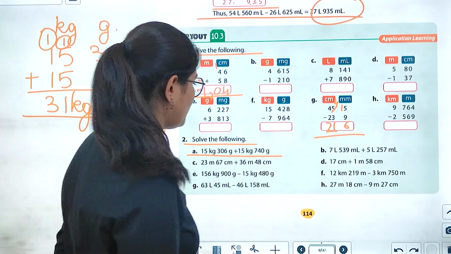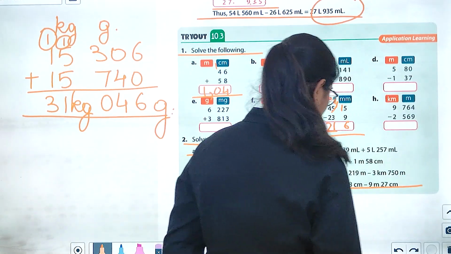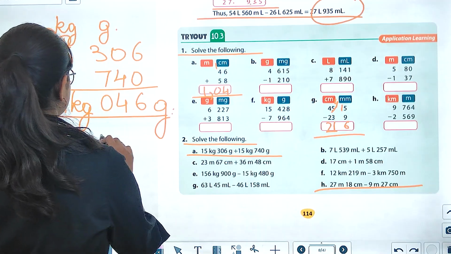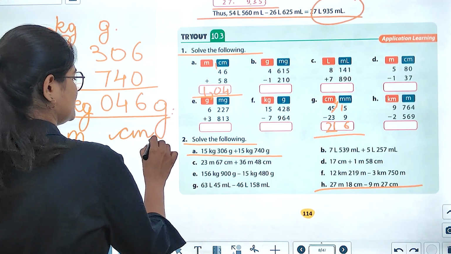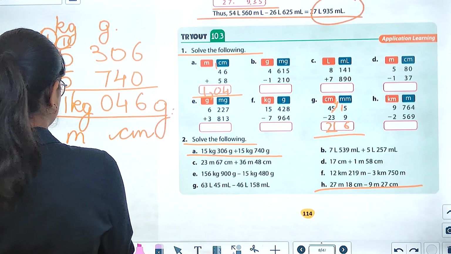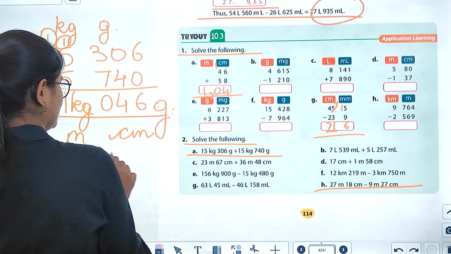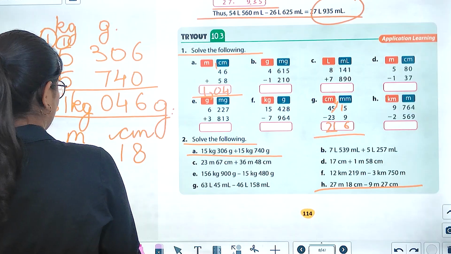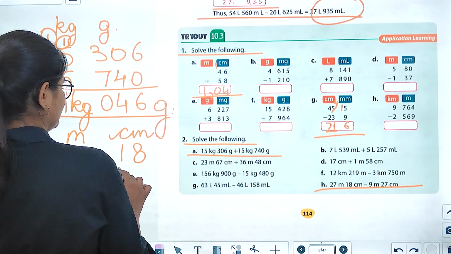Next, let's take one subtraction part also. It again has two units, which is meters and centimeters. Let's arrange the numbers. So it is 27 meters, 18 centimeters, subtracting 9 and 27.